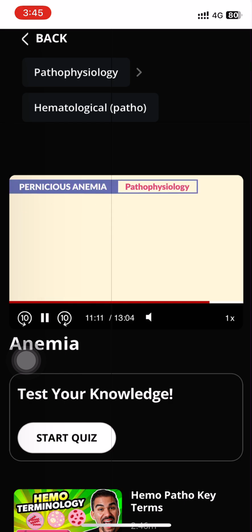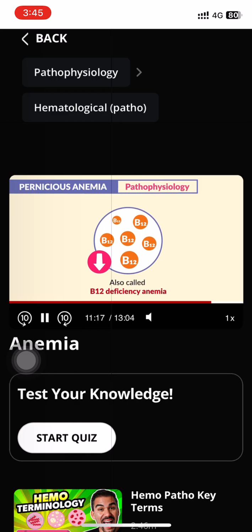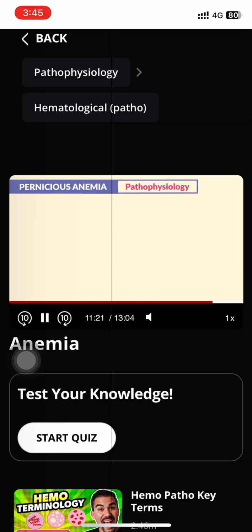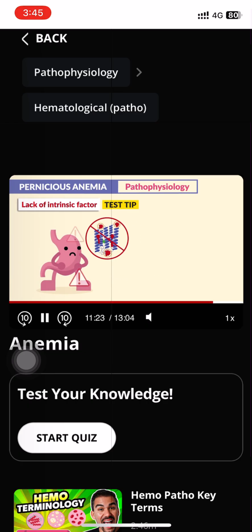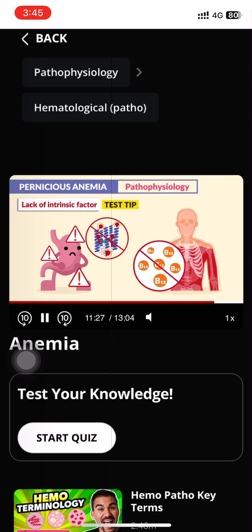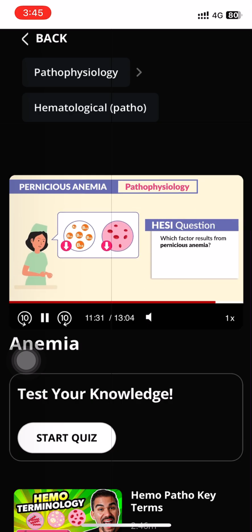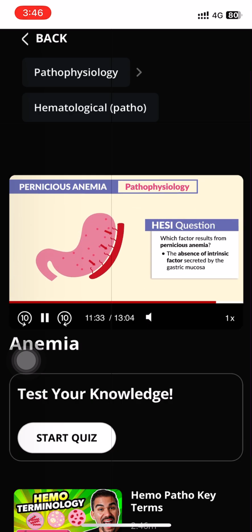Now for pernicious anemia. This was the third most tested anemia. Clients with pernicious anemia cannot absorb B12, which is a vital building block to create RBCs. This happens because clients lack intrinsic factor in the GI tract, which helps the body to absorb and take in this B12. So Hesse mentions, which factor results from pernicious anemia? The absence of intrinsic factor secreted by the gastric mucosa.